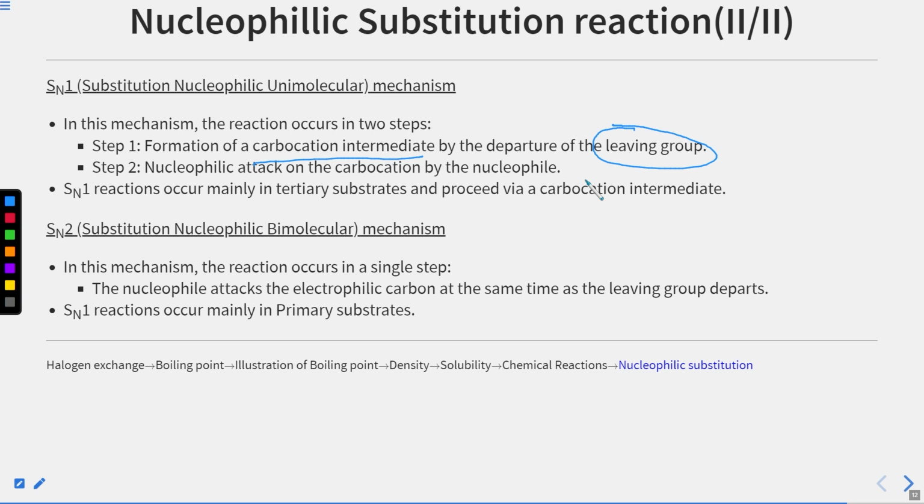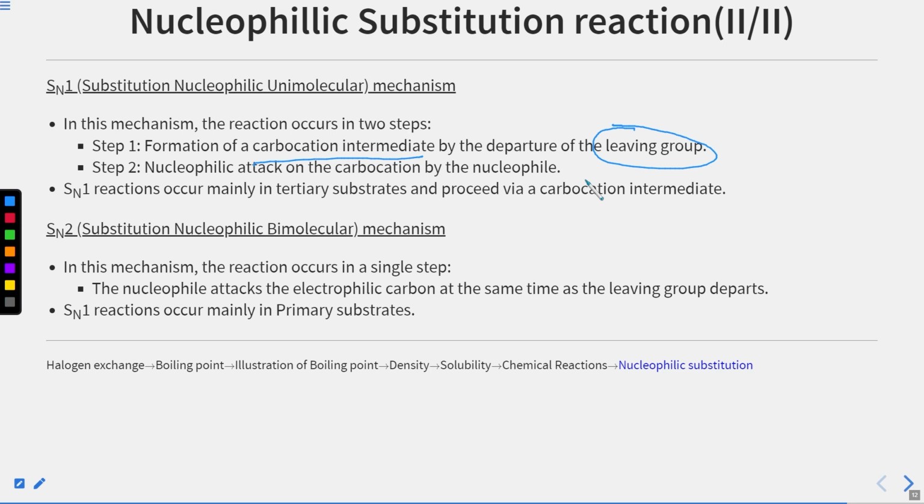In the next step, this nucleophile which we have discussed, that has either a lone pair or negative charge, has a tendency to get attracted toward this positive charge. So they attack this, and where do they attack? They attack on the carbocation. SN1 reaction may occur mainly in tertiary substrate and proceed via carbocation intermediate.